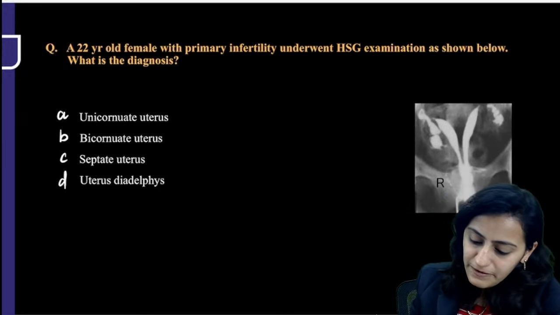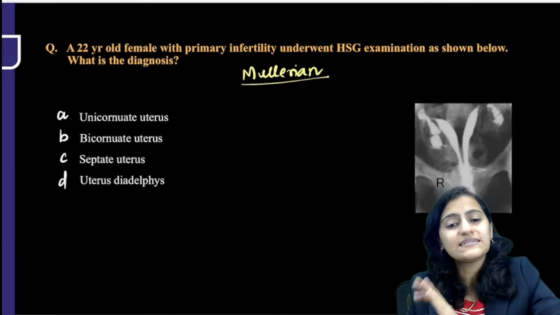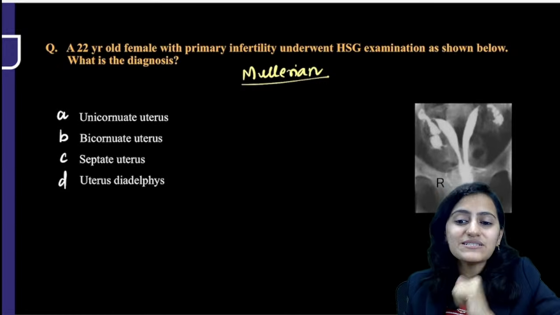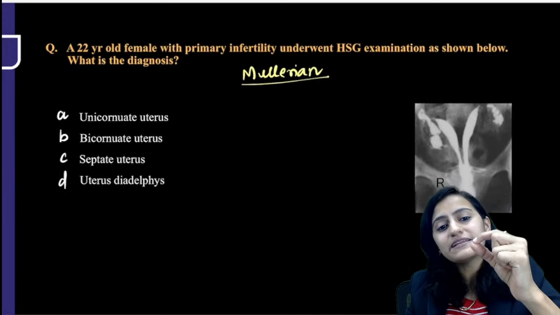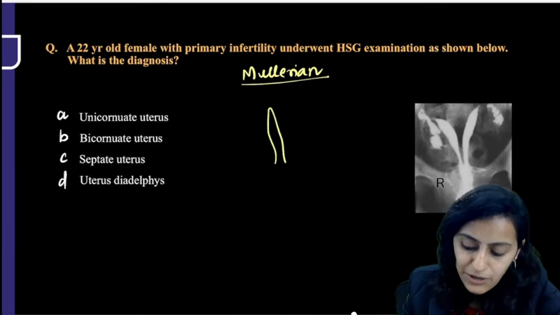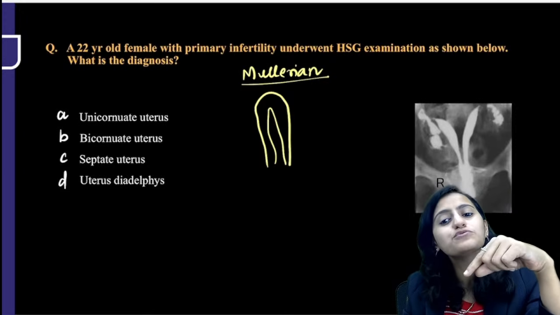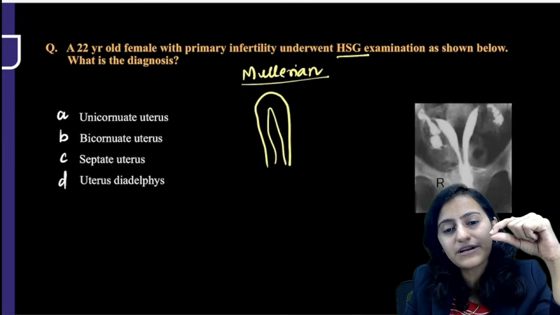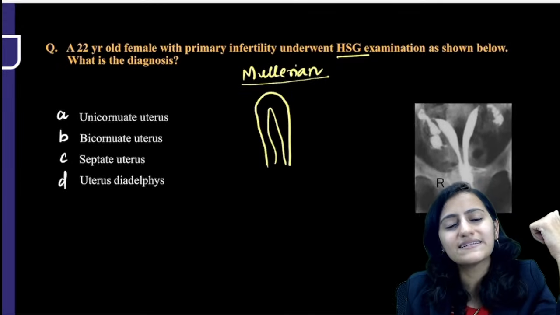Now, first of all, for Mullerian anomalies, remember that HSG is not a good investigation. Why is HSG not a good investigation for Mullerian anomalies? Because to identify the Mullerian anomaly, that is uterine anomaly, we need to see the endometrium, right? And we need to see the outer surface of the uterus as well. How is HSG, that is hysterosalpingogram, done? It is done by cannulating the cervix, then putting the contrast and taking the X-ray images.